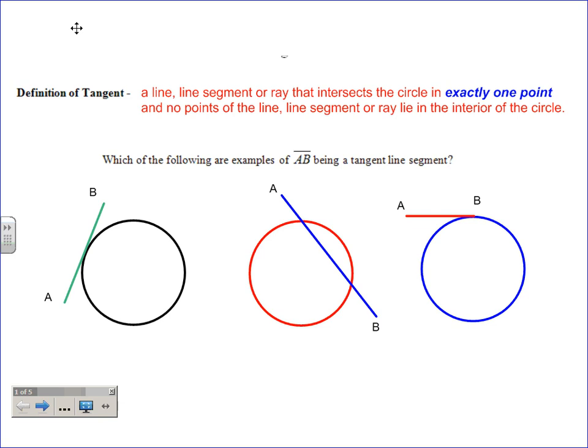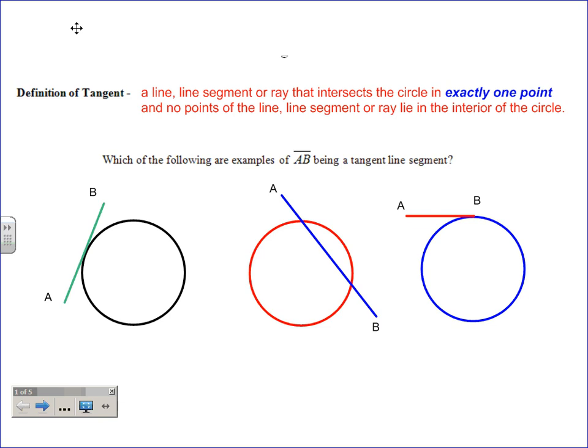And then once you have that definition down, see if you can answer that next question. It says, which of the following is an example of segment AB being a tangent line segment? Okay. Again, it's got to hit only once, and none of the points can go in the circle. So on the smartboard, we can kind of refer to them as green, blue, and red as far as the segments, but on your paper, obviously, you can't see that. Or we could refer to it as number 1, 2, and 3, either way.